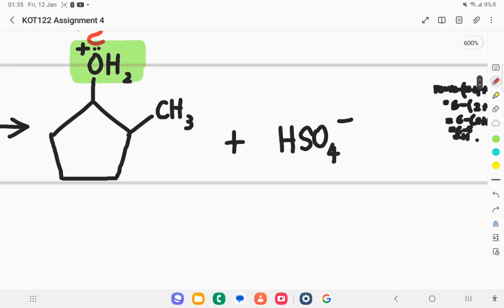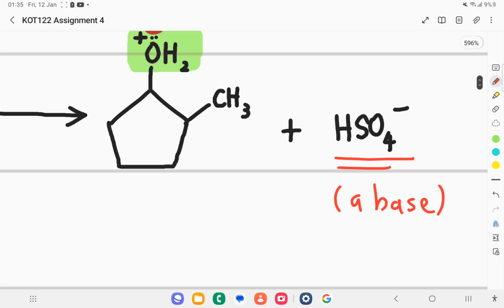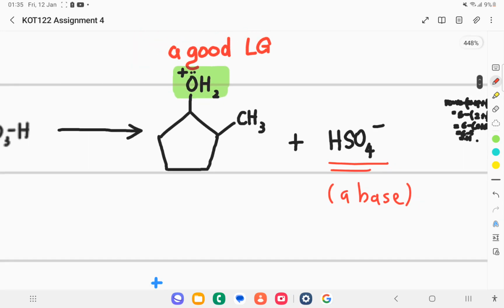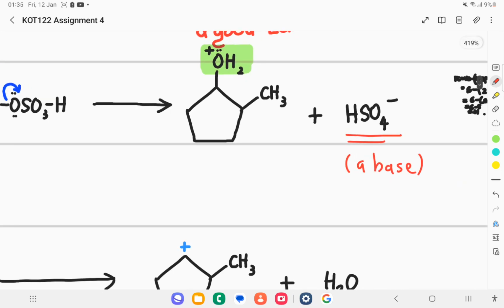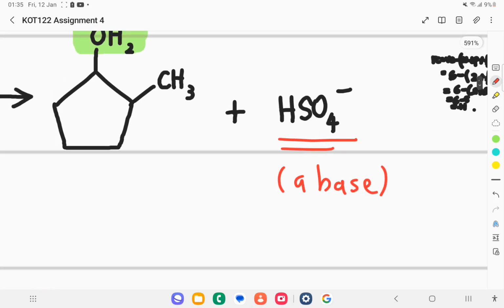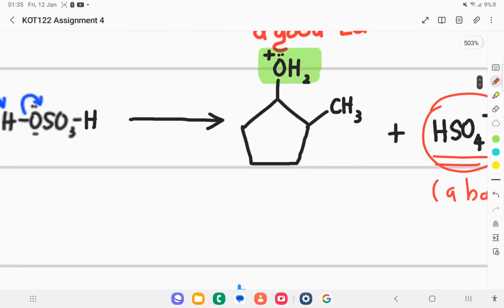And this is a byproduct, H2SO4 minus, a base that we will use to react in the next steps. This is an E1 reaction, so it uses a weak base. H2SO4 minus will act as a base.